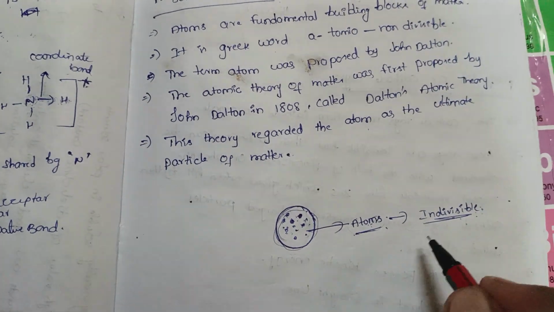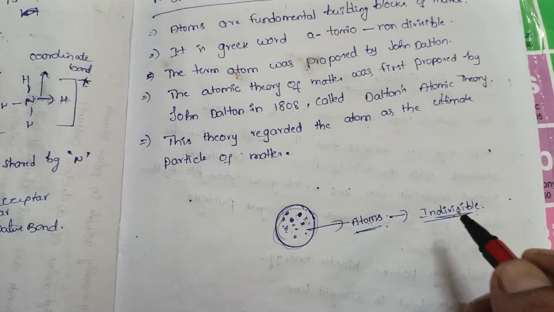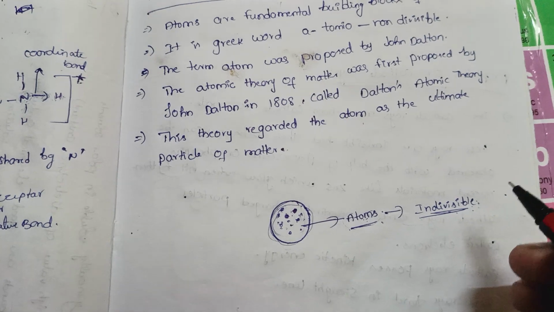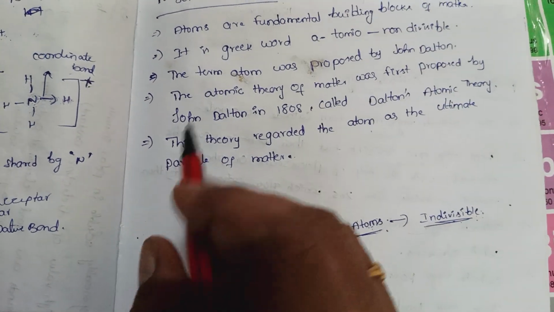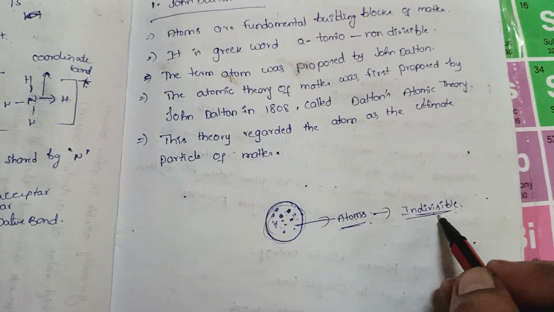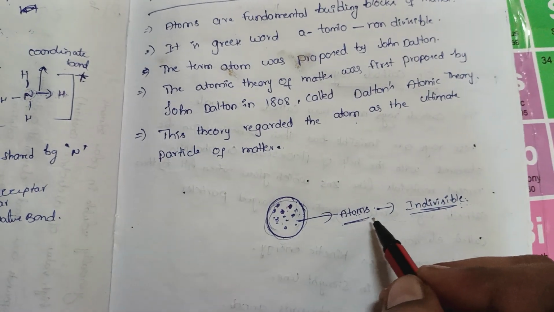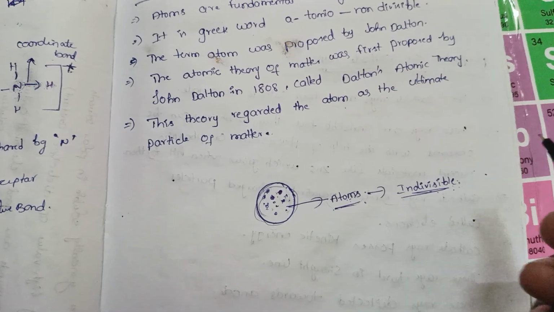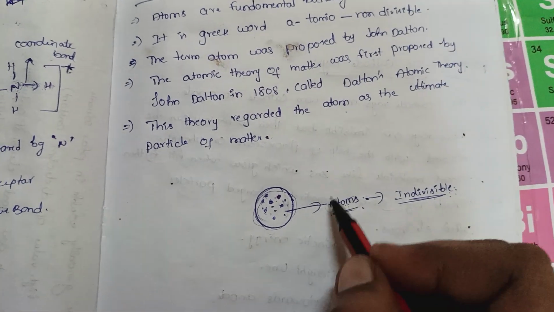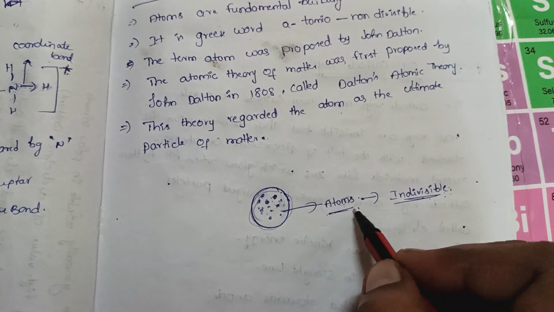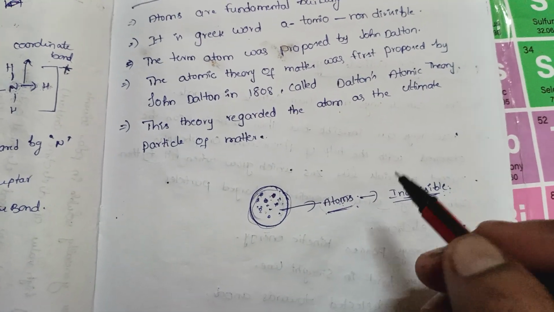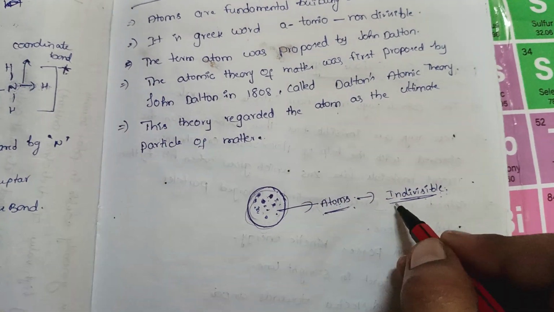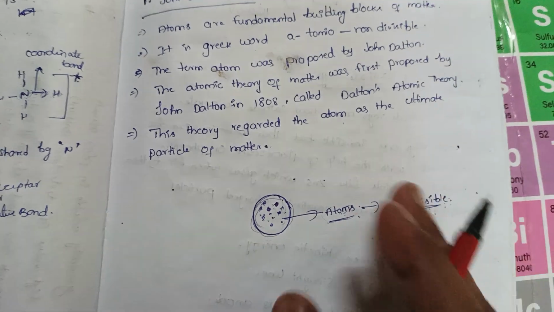Later, some other scientists proposed that the atom consists of electrons, protons and neutrons, but John Dalton said that atoms are indivisible. This theory failed because he said that the atom is indivisible.